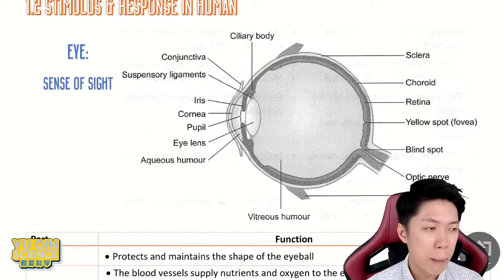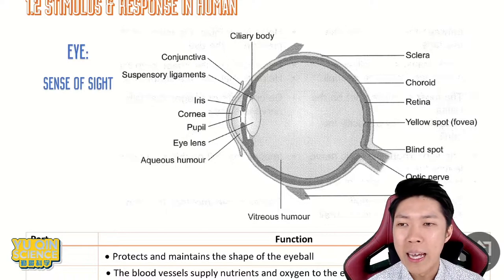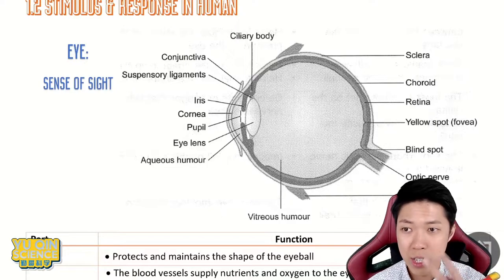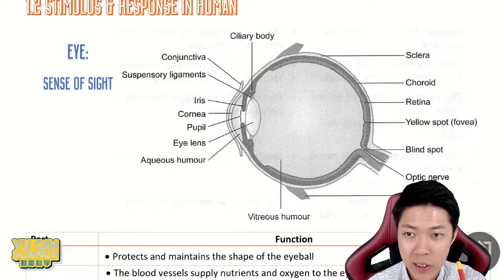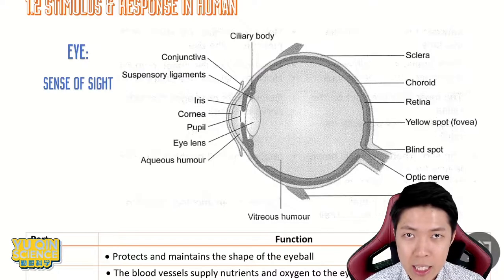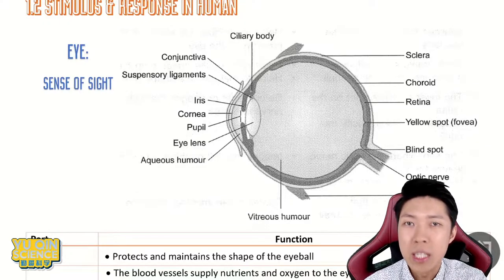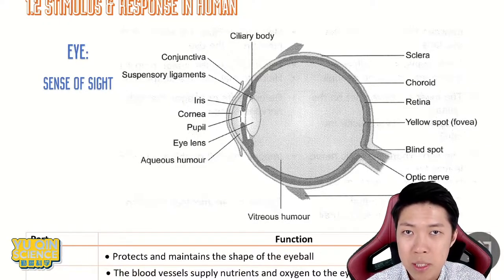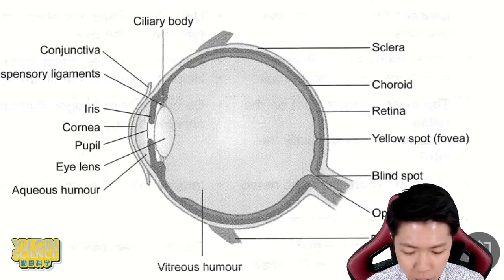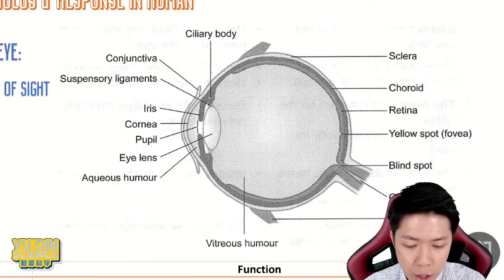So the human eye, the sense of your eye, is called the sense of sight. That's how you see things, right? Sense of sight, okay? And the stimulus of your eyes will be light. Light is the thing that actually stimulates your eye receptors, so that you'll be able to see things. Okay, so let's get straight into the labeling. So this is what I'll do.